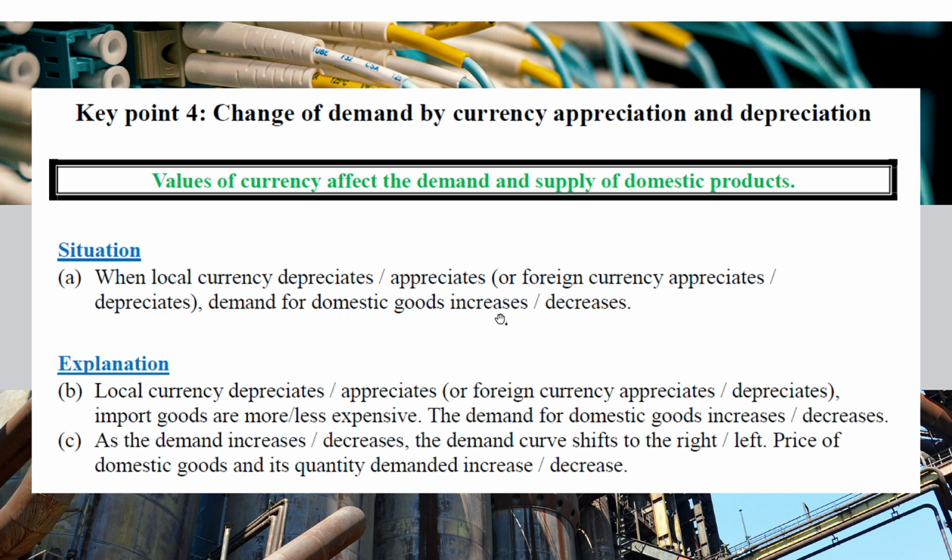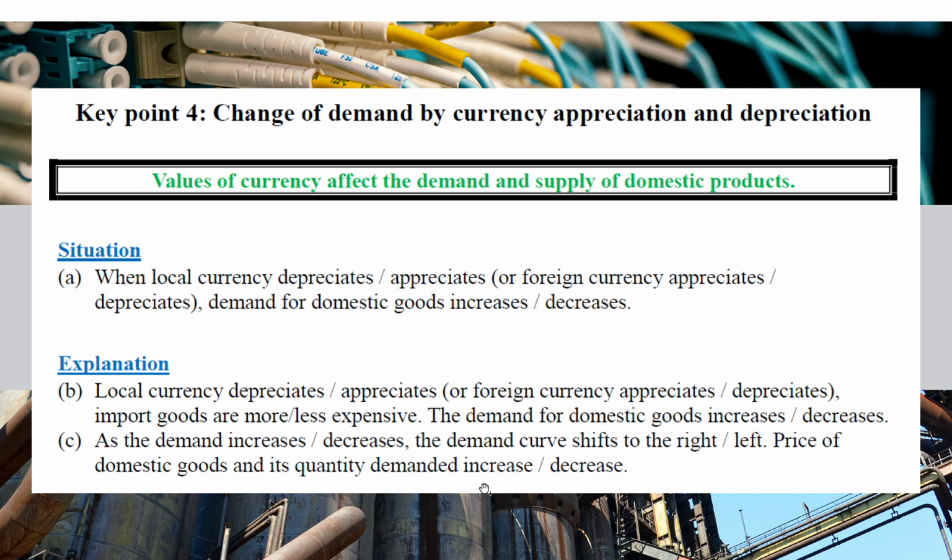Why? Think about it. When the currency depreciates, because your currency is cheaper, the imports become more expensive. So the demand for imports drops, and for its substitute, the demand for domestic goods will increase. That's the reason. So as the demand increases, the demand curve shifts to the right, and the price of the domestic goods and the quantity demanded both increase.